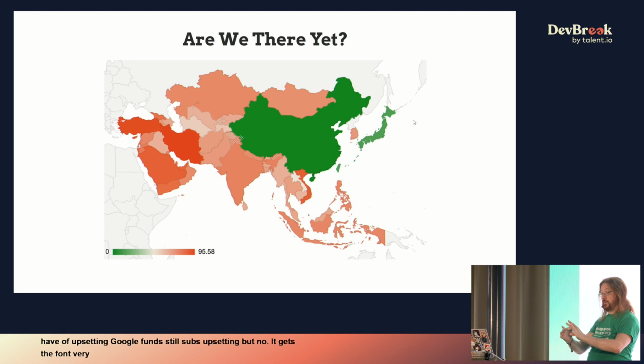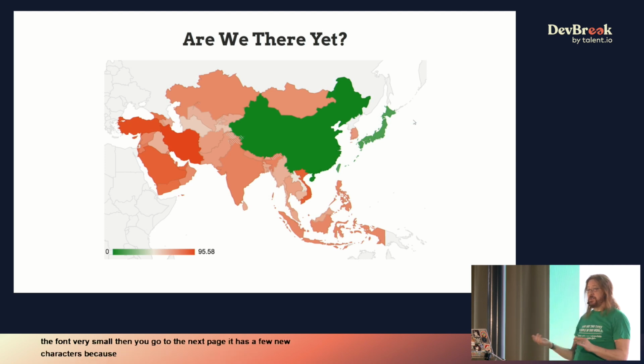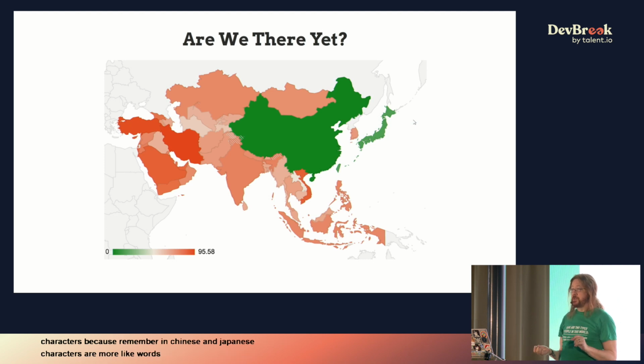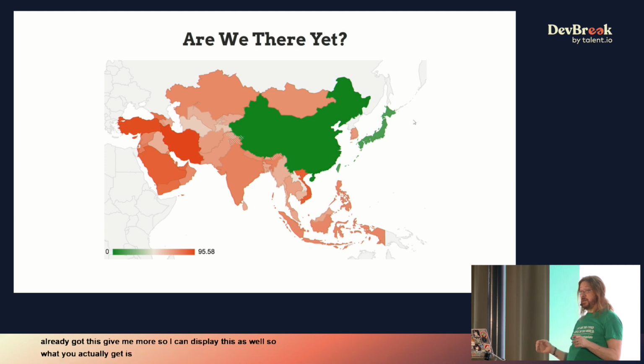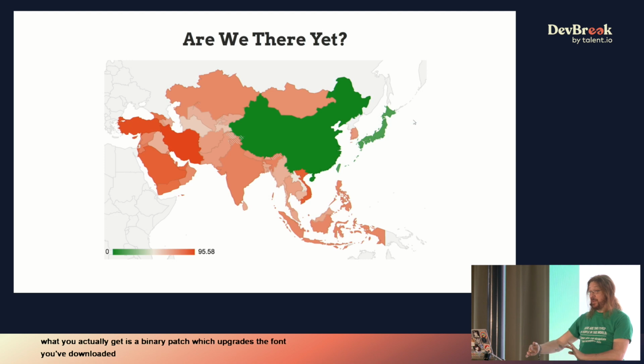But no, it gets the font. It's very small. Then you go to the next page. It has a few new characters. Because remember, in Chinese and Japanese, characters are more like words. So you go to a different page. It has some different words on it. And then it sends another request. It says, I've already got this. Give me more so I can display this as well. So what you actually get is a binary patch which upgrades the font you've downloaded and makes it better. So the more pages you visit, you get these little snippets coming in the background and your font gets bigger.